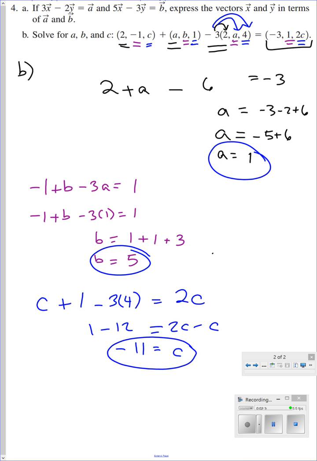So this one's very straightforward. Just treat each component separately. The x component, the y component, and the z component.